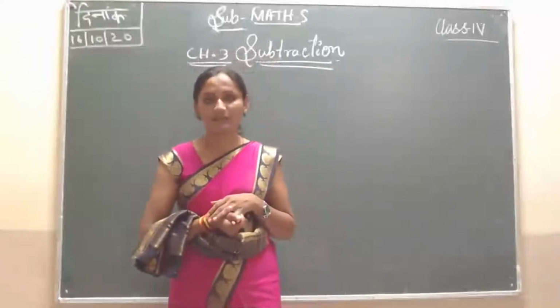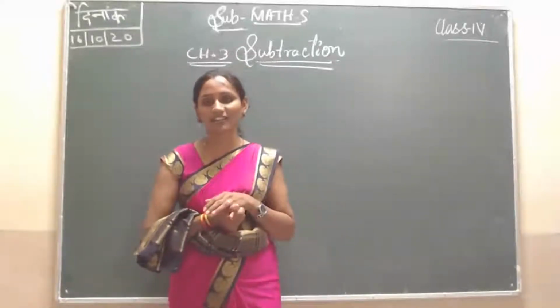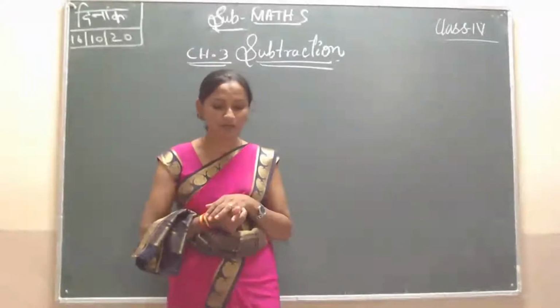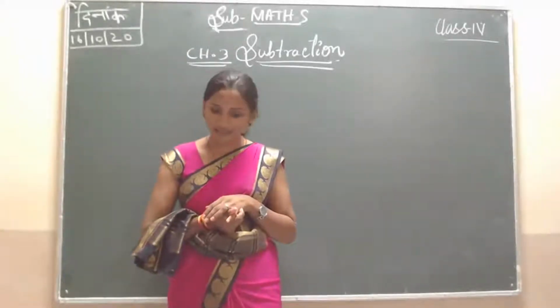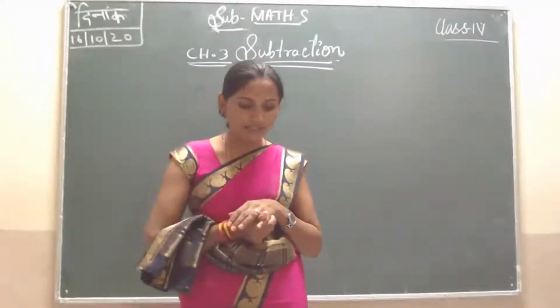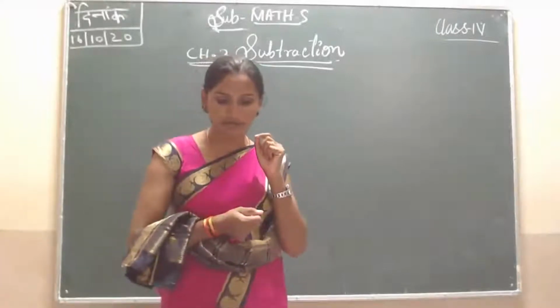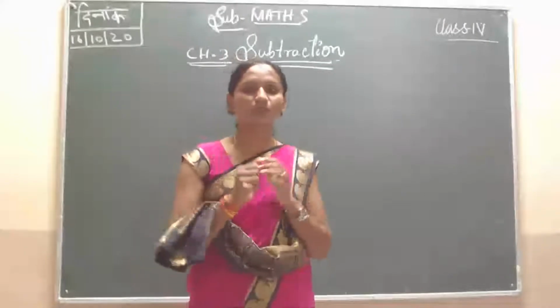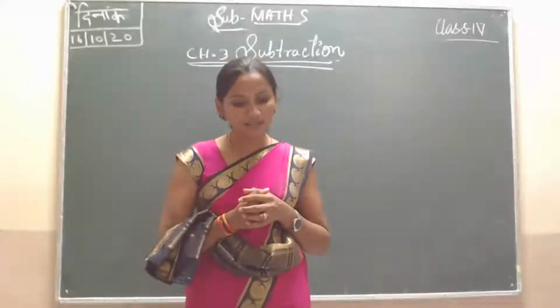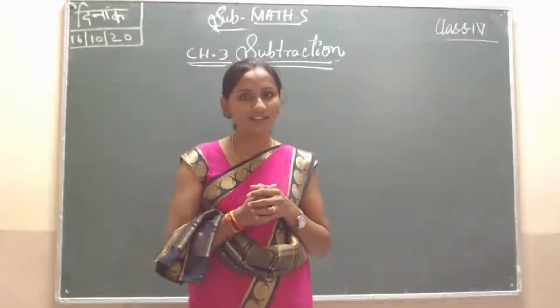Students, the page number, I will repeat it again, I will tell you now. The page number is 38. Fill in the blanks correctly. 3,725 minus 3,725. Because both numbers are the same, what is the remaining answer? 0 is the remaining answer.